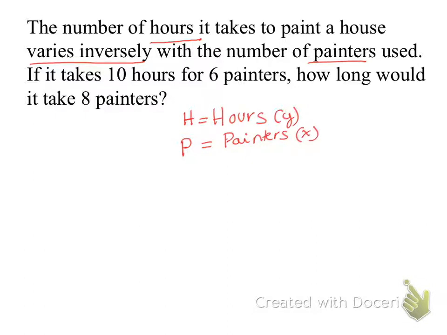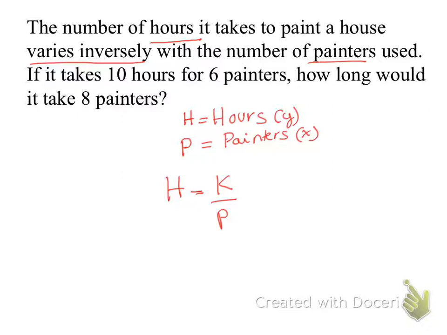And so what would it be? Now, I ask you, the more painters I have, does it make me have more time? The more painters I have, what happens? Less time it takes. So it's a direct variation equation. Inverse variation, sorry. So what would that look like? That will look like k over p.